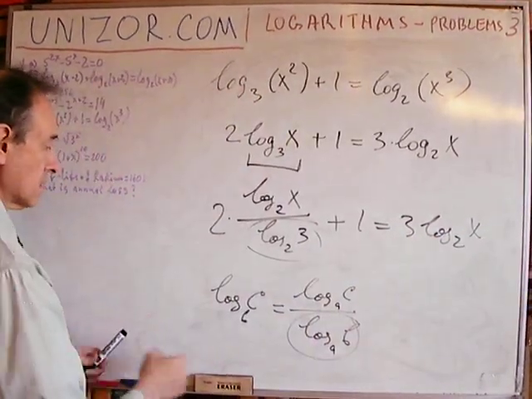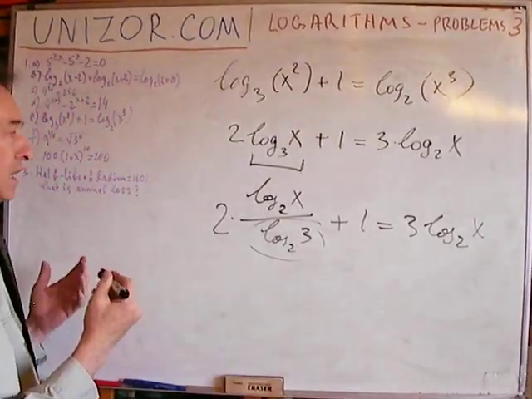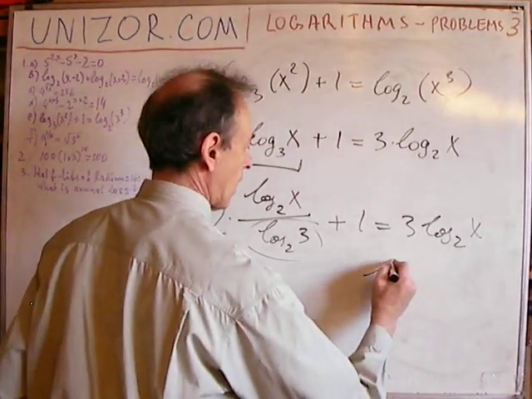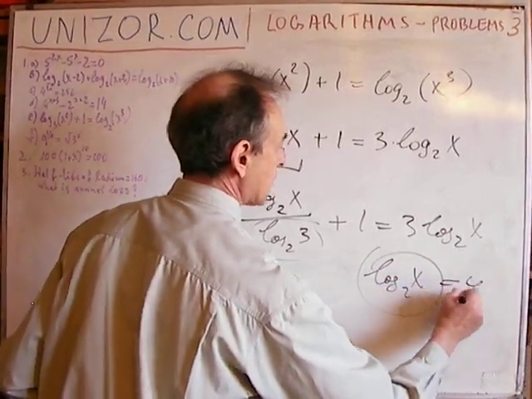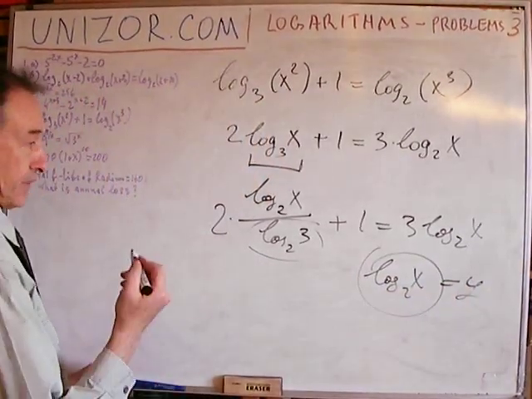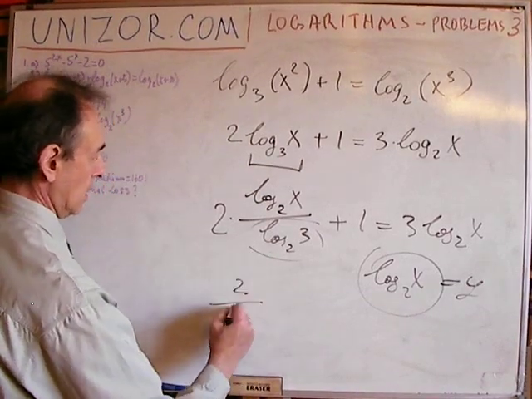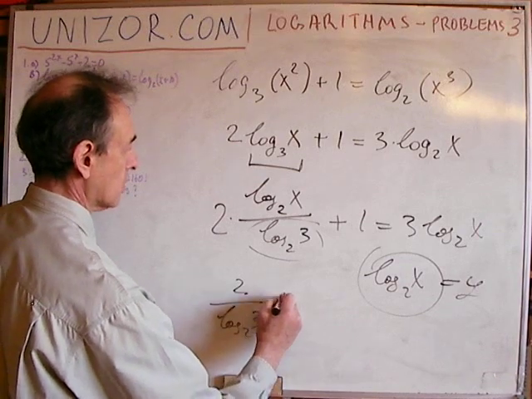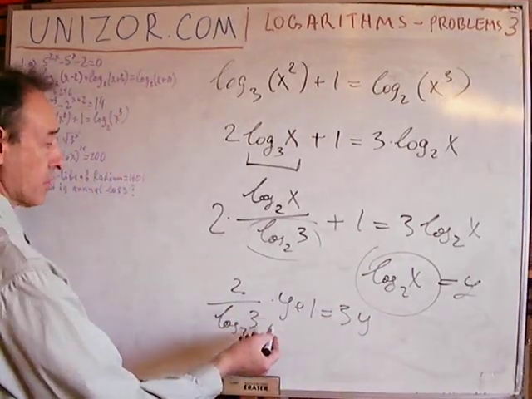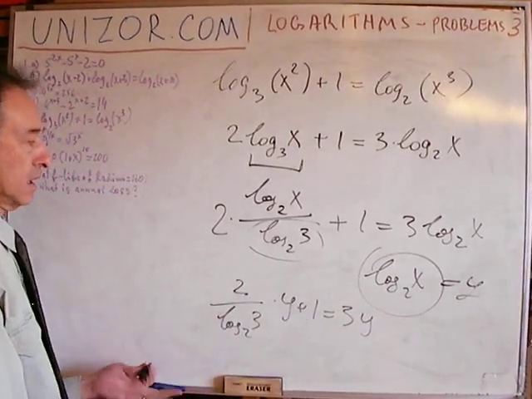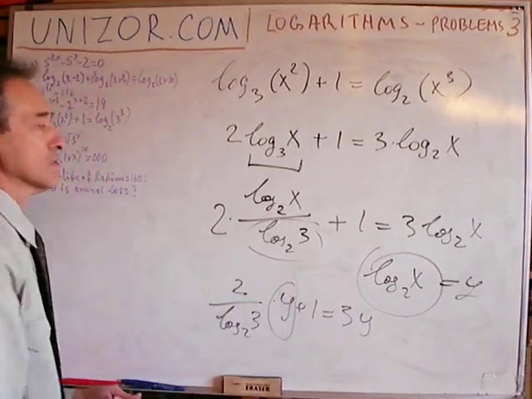Now, as you see, this is a simple linear equation where log x base 2 can be substituted as y, let's say. It's a linear equation, which means I can always write something like this: 2 divided by log 3 base 2, times y, plus 1 is equal to 3y. Now, a linear equation has obviously one and only one solution in this particular case, and whatever that solution is, that is y.